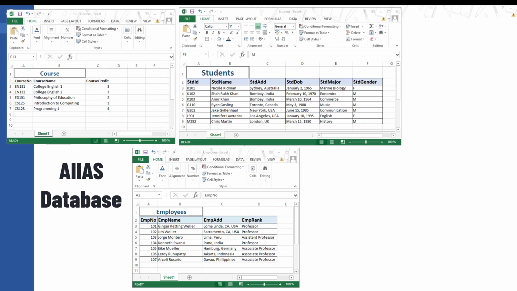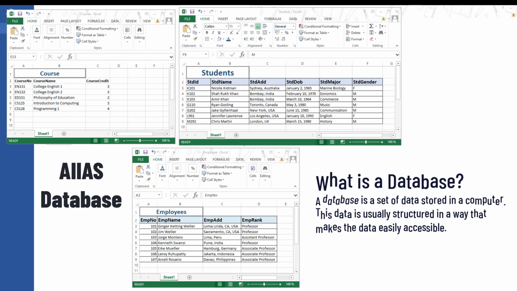Let us open up our AIIAS database one more time. So we have the course database, we have the student records, and we have the employees records. And what is a database? A database is a set of data stored in a computer. This data is usually structured in a way that makes the data easily accessible.